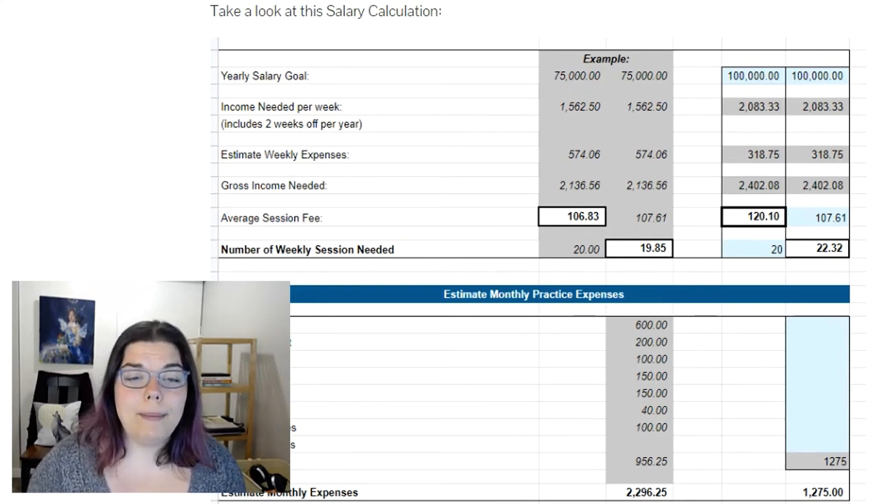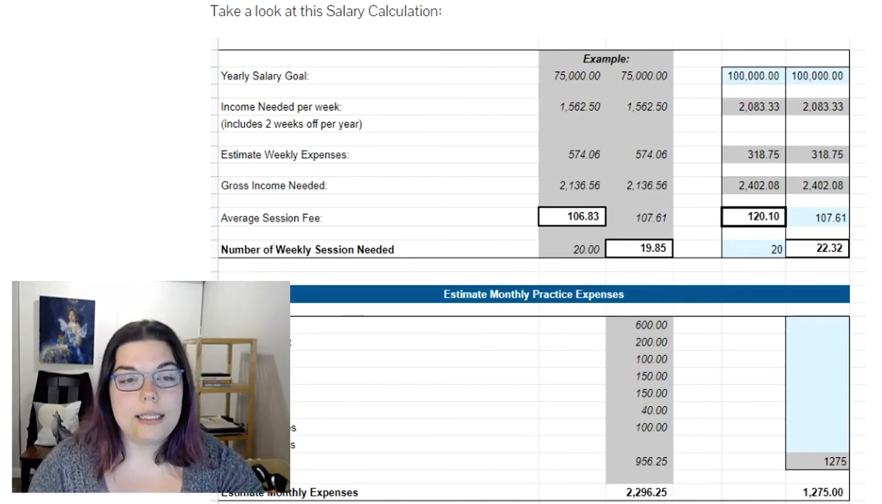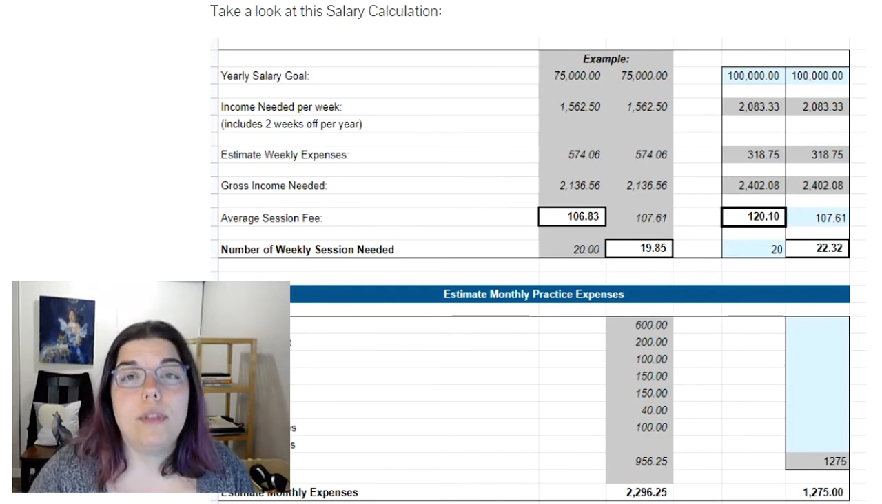And you pull them in and you'll see that in front of us, we have a spreadsheet. If you want a copy, you just need to click down below and we'll send you a copy of this so you can work through it in your practice. So you pull in all of those expenses.